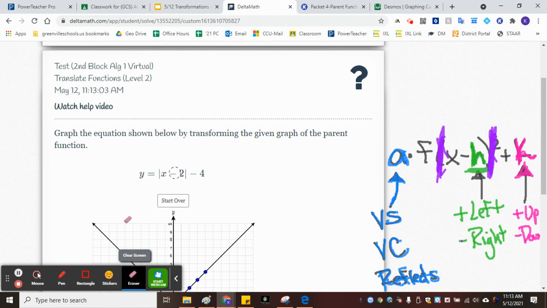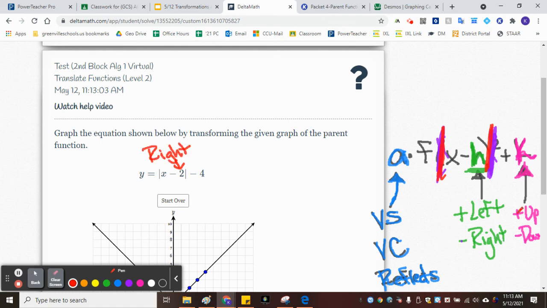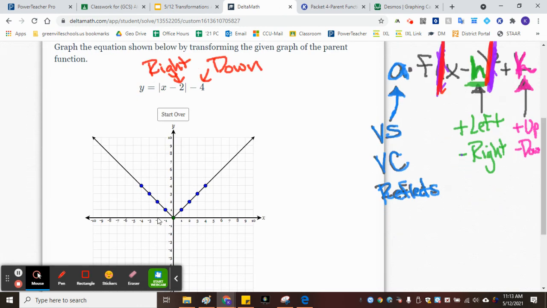All right. Inside my bars, negative. Inside my bars, negative is right. So I'm going right 2. Outside is negative, down. So I'm going to move my graph right 2, down 4. My vertex right 2, down 4.